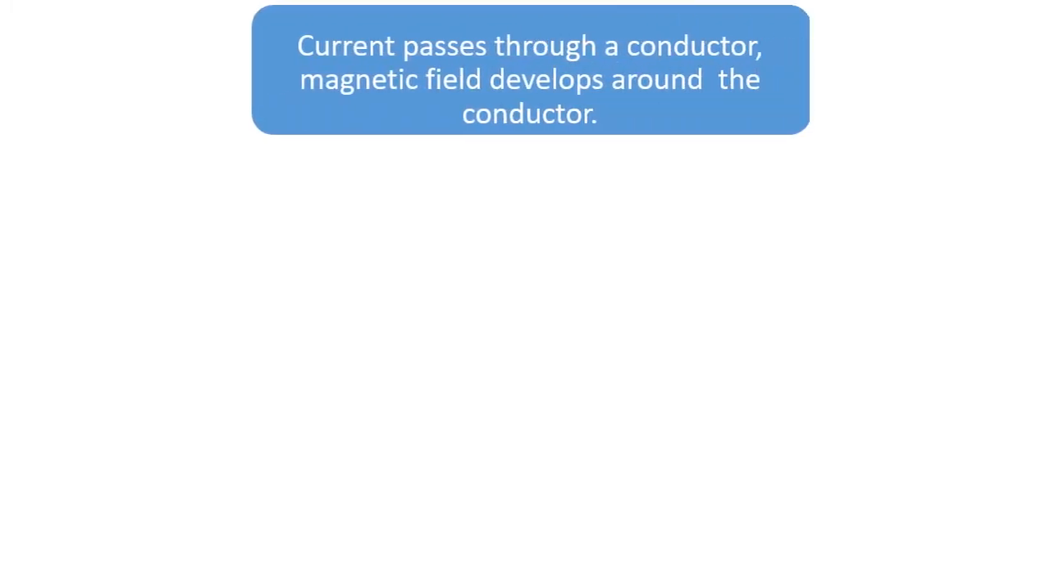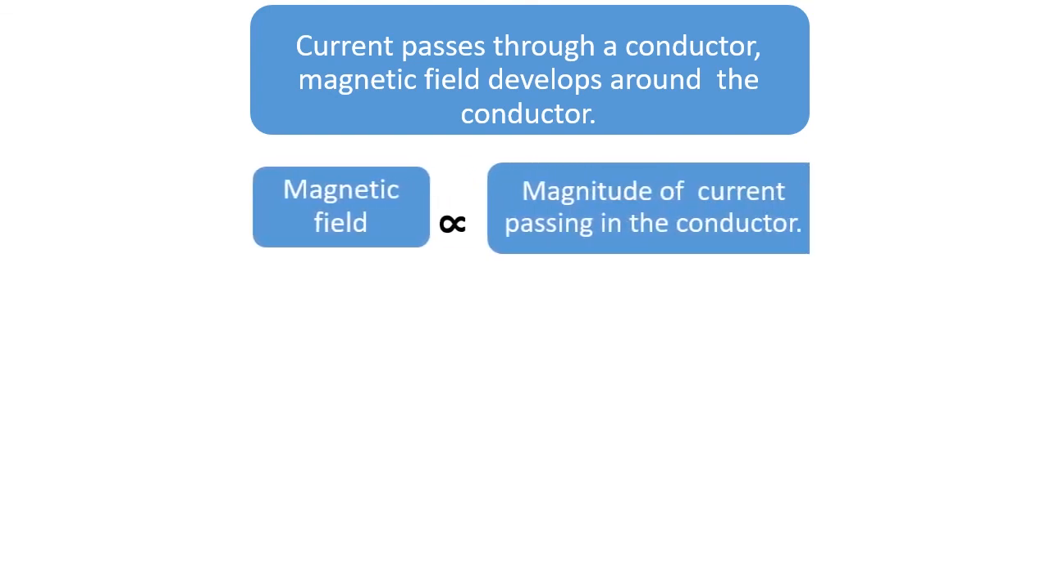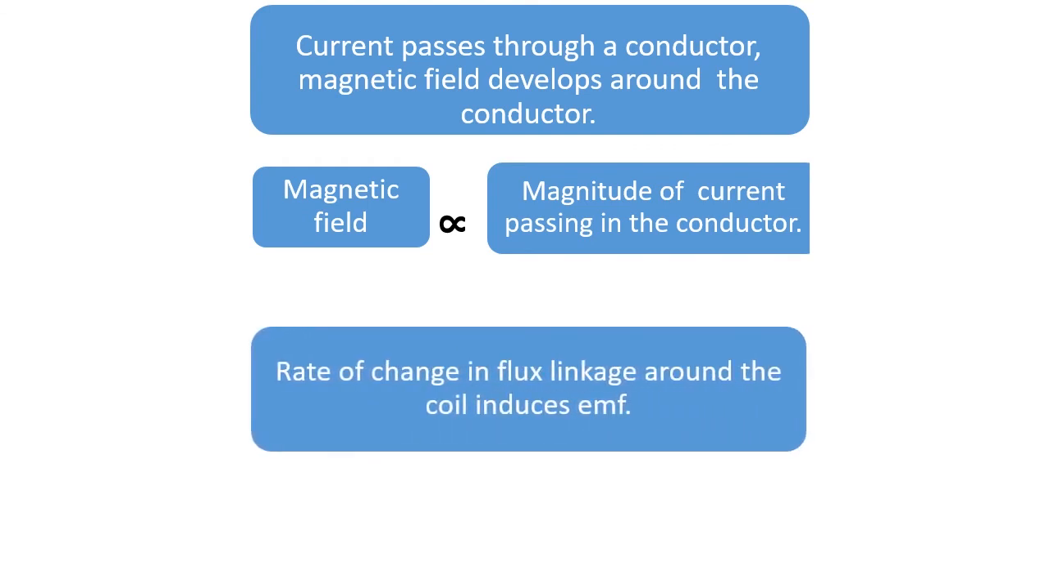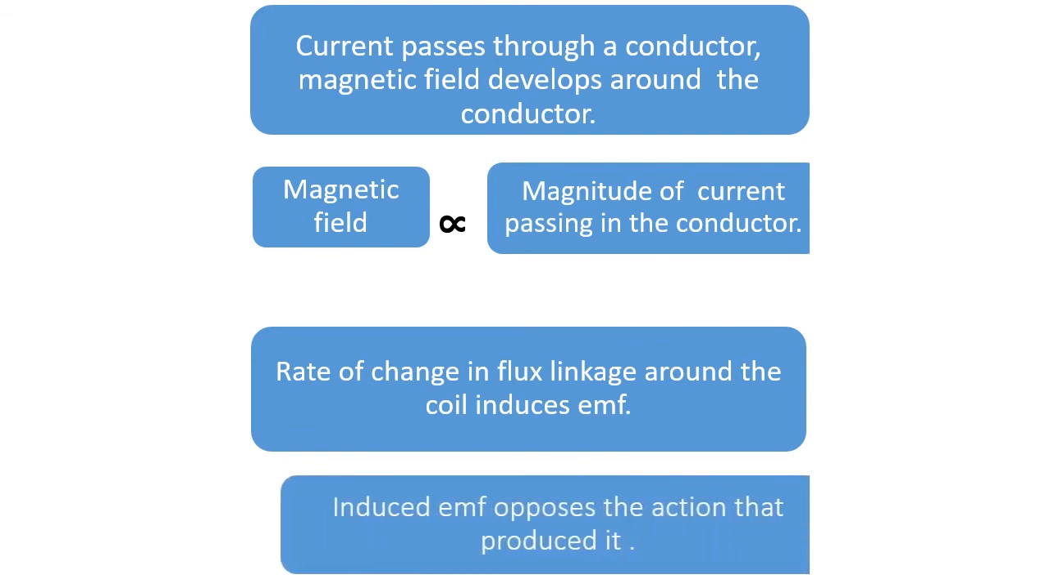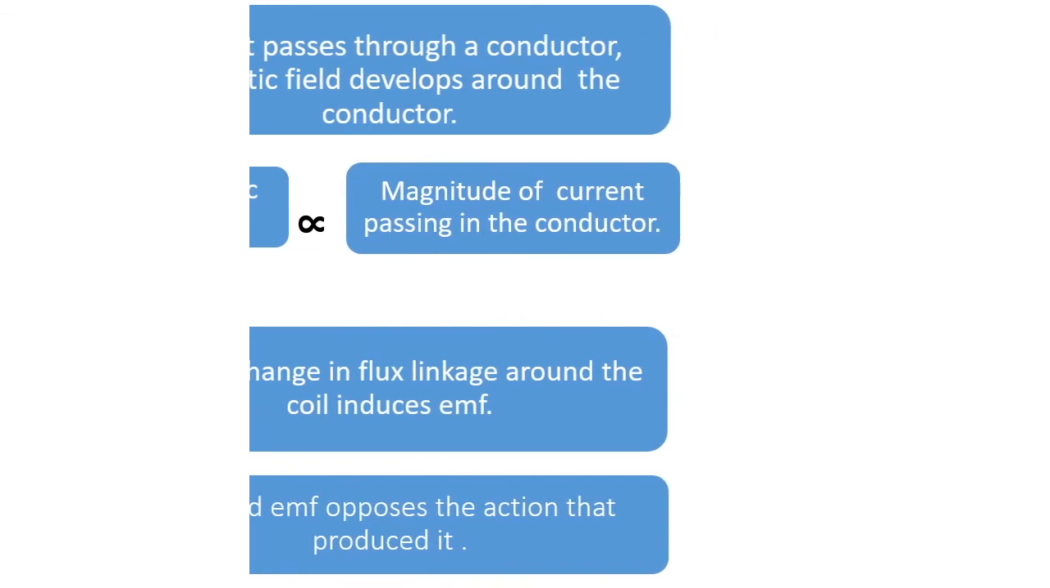Here's a quick review of the concepts covered. When current passes through a conductor, a magnetic field develops around the conductor. The magnetic field developed is directly proportional to the magnitude of current passing through the conductor. When there is a change of flux in the area enclosed by the coil, EMF is induced. The induced EMF in a coil will oppose the very cause of the EMF induced.